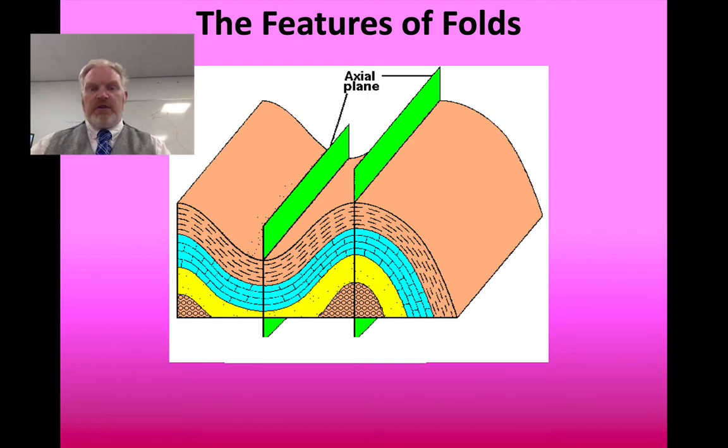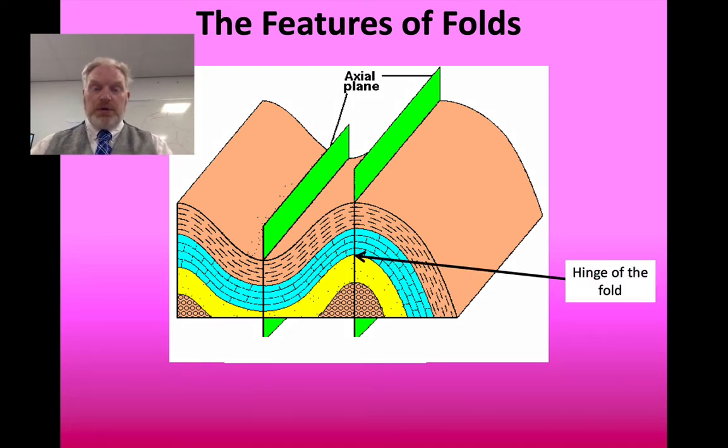You can see from the diagram here that folds are rocks that have been bent. Sometimes the tectonic stress has compressed the rock, and it's flexed as a result. Now, there's a few different terms that we use to describe these. For example, the hinge of the fold, where the bend actually occurs. It's also where the dip of the rocks changes direction.